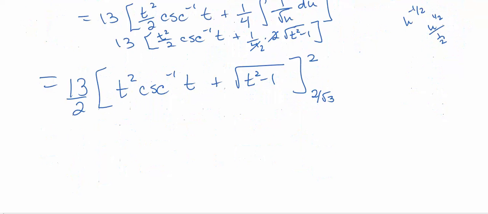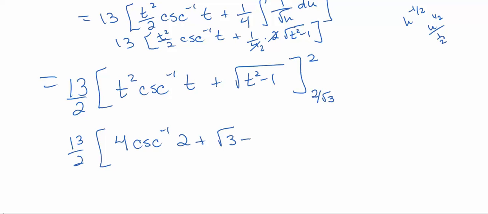Now we're ready to evaluate. We have the 13 halves out front. Plugging in 2, you're going to have 4 inverse cosecant of 2 plus, this is 4 minus 1, which is 3, so the square root of 3, minus 2 divided by the square root of 3 squared, which is 4/3, inverse cosecant of 2 over the square root of 3, plus the square root of, 2 over square root of 3 squared is 4/3, minus 1. 1 is 3/3, so that's the square root of 1/3.